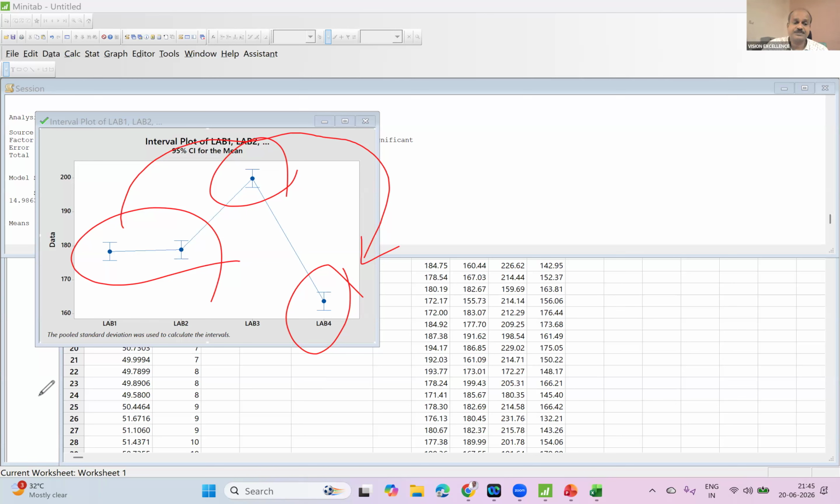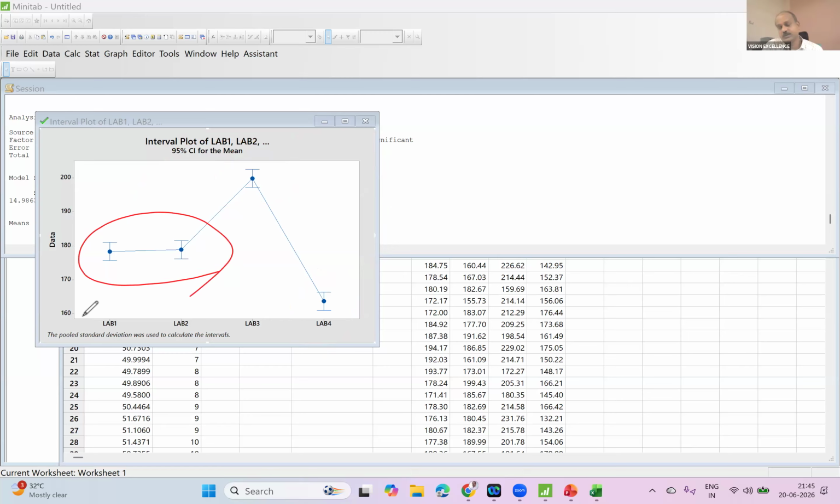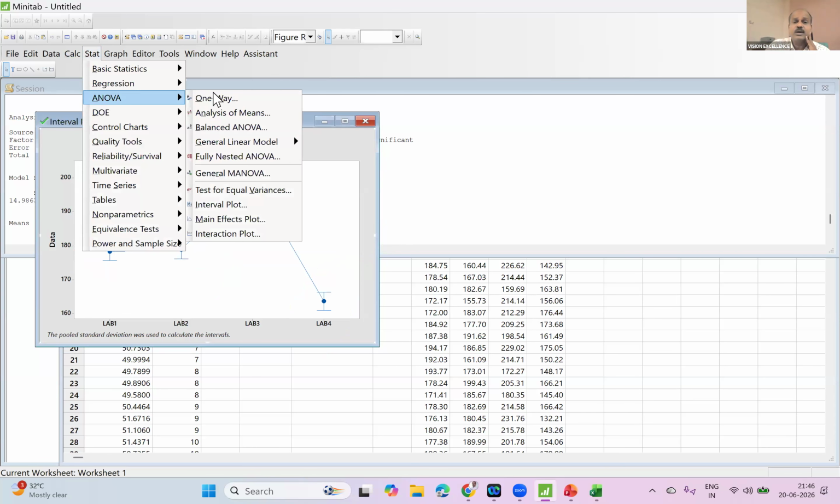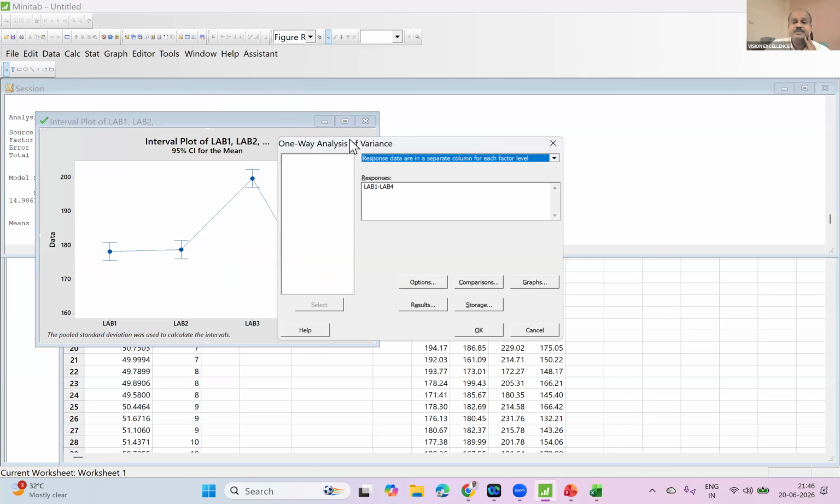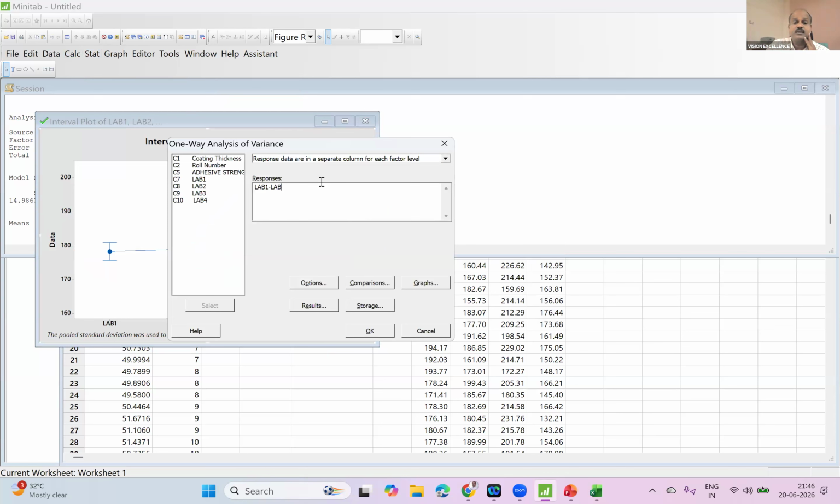Now coming to your question. Sir, if I want to only compare 1 and 2? If you want to compare 1 and 2, you can do a test on 1 and 2 separately. You need not input lab 3 and lab 4. That way also you can do an ANOVA. Let us do it. Stat, ANOVA, one way. Now I don't want to input all the columns. I want to only input lab 1 and lab 2. All other things remain the same.